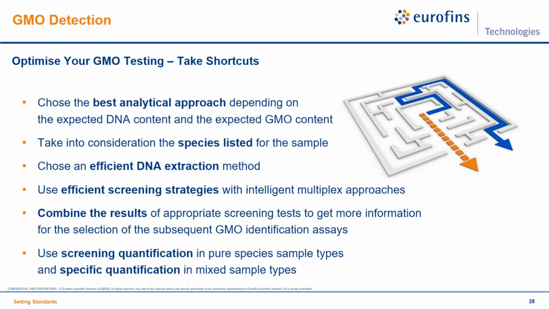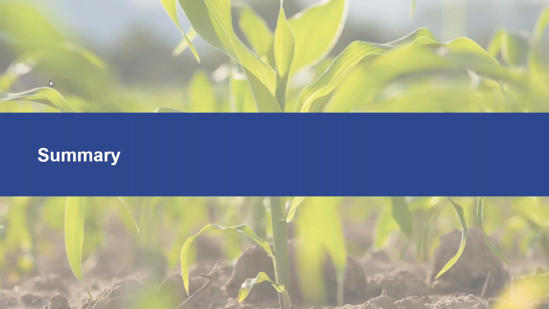Use screening quantification for pure species sample types, and use specific quantification if you have mixed samples, so that you can avoid the additional quantification of the element in the other species. And with this, I would like to hand over to Nadine again for a short summary.